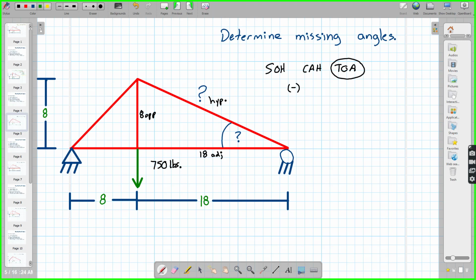So let's do that. So we're going to say tangent inverse equals opposite over adjacent. There's our formula. So we're going to plug them in now. So we'll say tangent inverse equals opposite, which is 8, over 18, because that's our adjacent, right? When we plug that into our calculators, I'm going to end up with 23.962 for that angle. So now I know that angle. Let's put it in there, 23.962. So let's take a look at our next step.